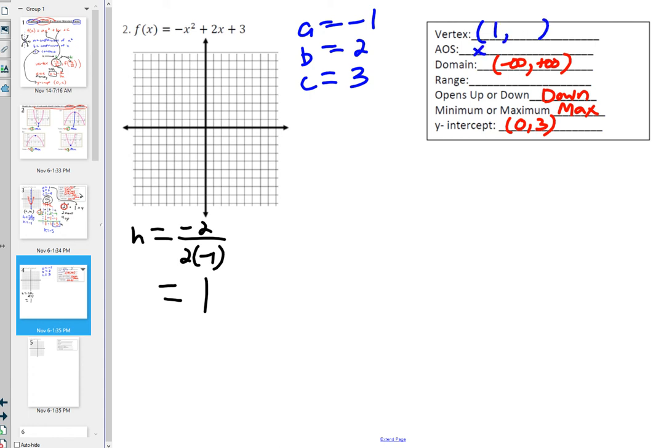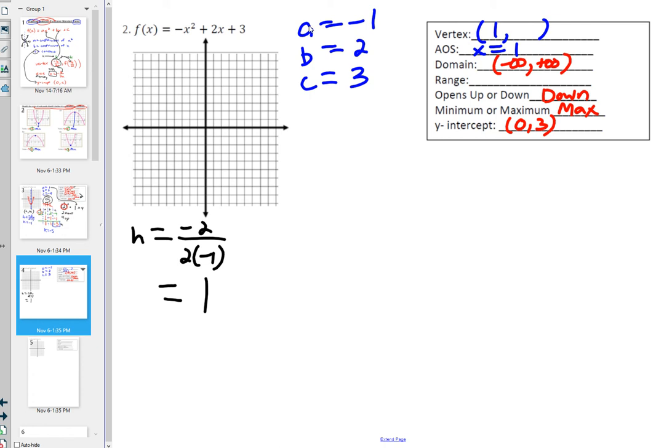And I actually know that my axis of symmetry is going to be at x equals 1. Whatever h is, that's what gives you the axis of symmetry. But I need to know k, and I need to know my range. Now, actually, part of the range I know, especially if you're going to write this in interval notation.